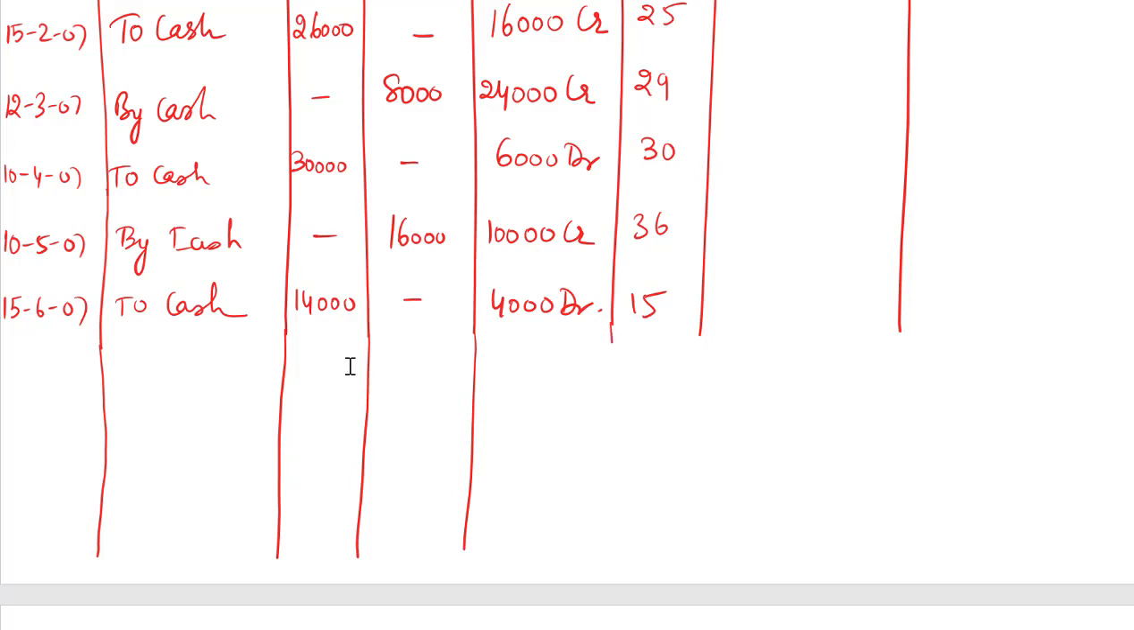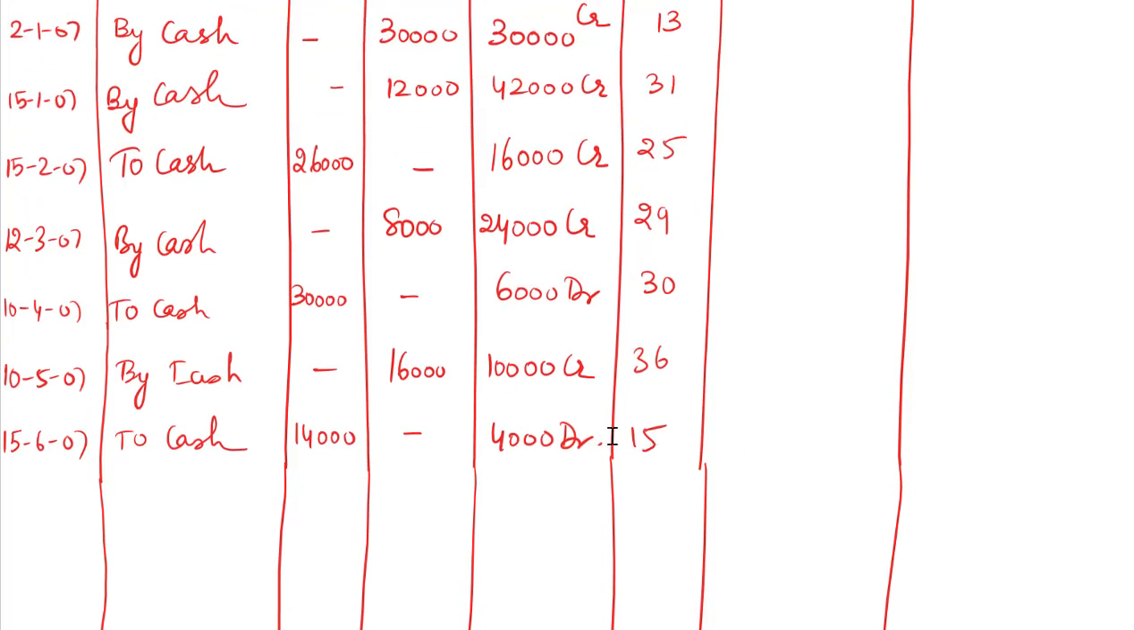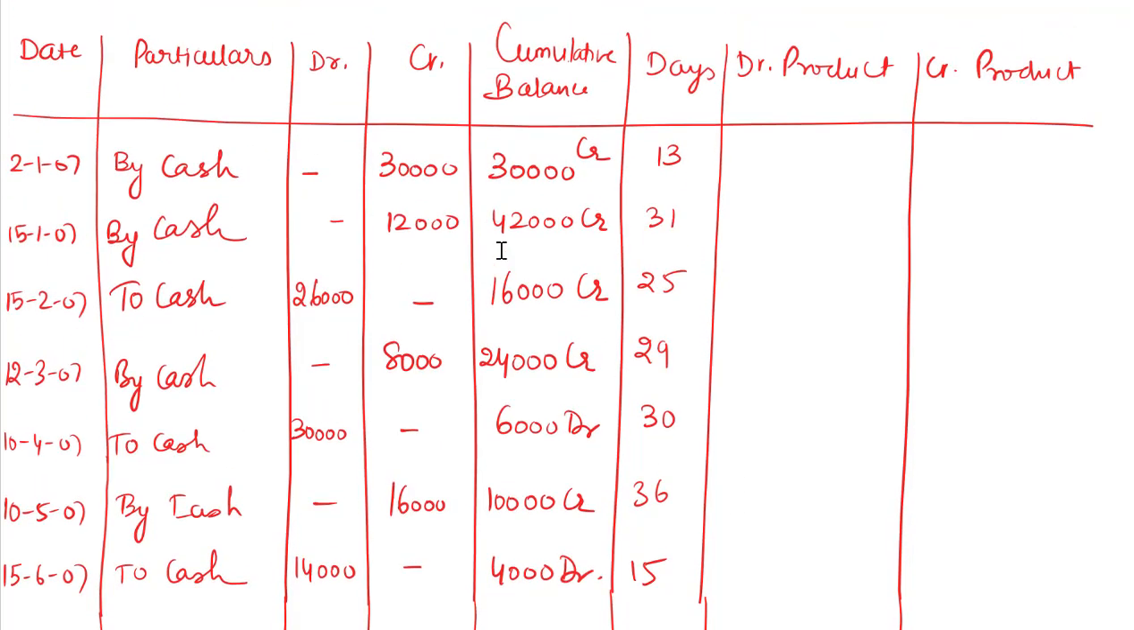Let us stretch these lines. I believe you understood how we have calculated the days. This 30,000 is there in the bank account for 13 days, from 2nd January 2007 to 15th of January 2007. We need to exclude the deposit date. You will not get interest for this day. Over here also, exclude the deposit day, 15th of January.